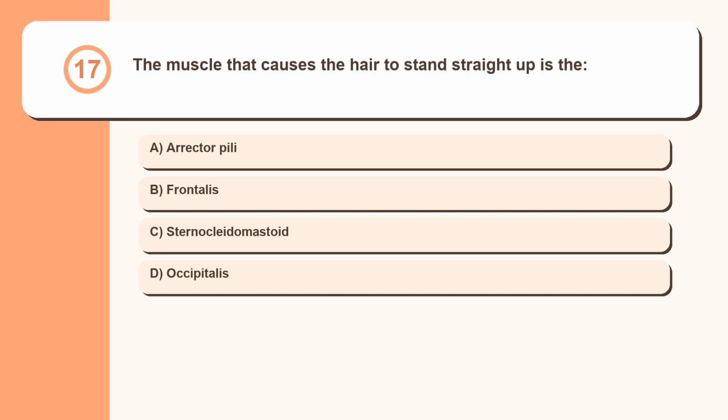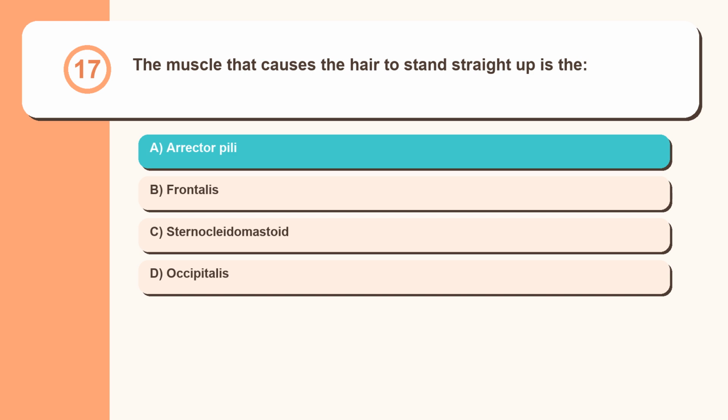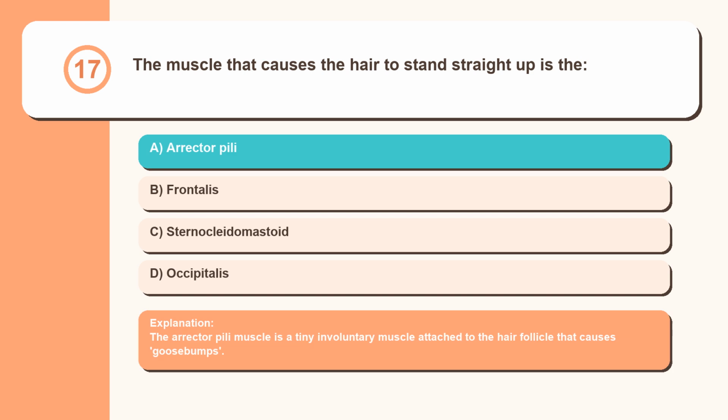Question 17. The muscle that causes the hair to stand straight up is the erector pili, frontalis, sternocleidomastoid, occipitalis. The erector pili muscle is a tiny involuntary muscle attached to the hair follicle that causes goosebumps.